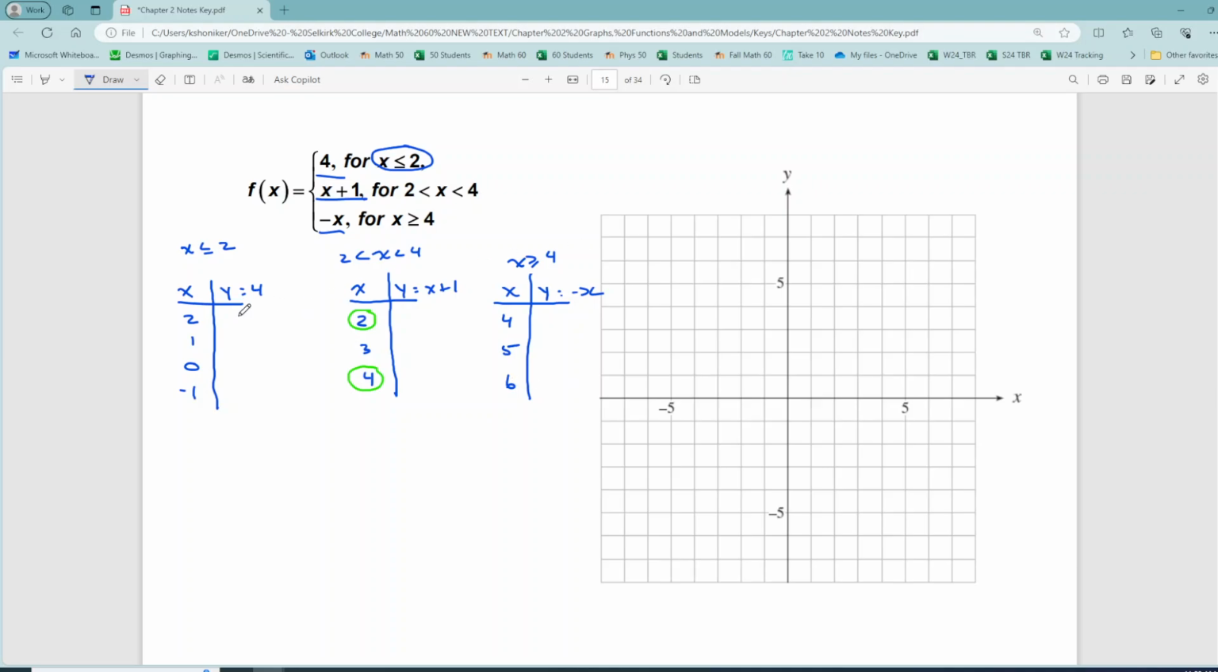Now let's do it. For this first one, it's a constant function, so it doesn't matter what x is. y is just 4 all the way along. So I'm going to put a closed circle at 2, 4, 1, 4, 0, 4, and so on. I'm going to try my best to draw a straight line.